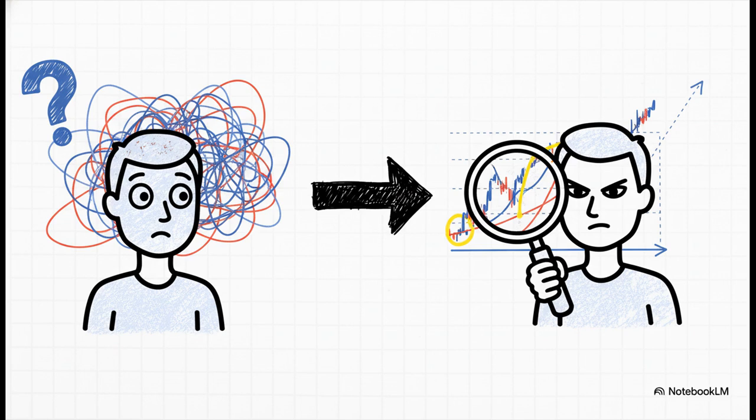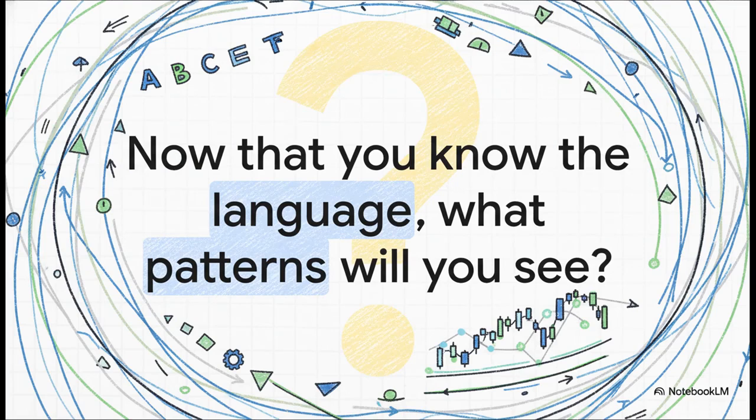And look, this is the real transformation. This is the whole point. Learning this language moves you from being just a passive spectator to an active investigator. You stop just watching the chaos and you start looking for clues, forming a thesis, and actually anticipating what could happen next. So, we've just given you the first few words of a brand new language. The real question now is, when you go back and look at the charts, what patterns are you going to see? Will you start to find the code that might be hidden in all that chaos?